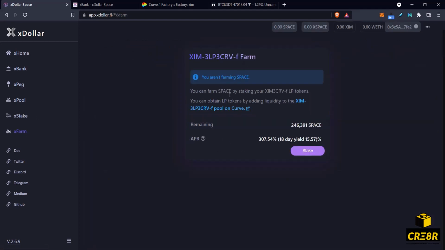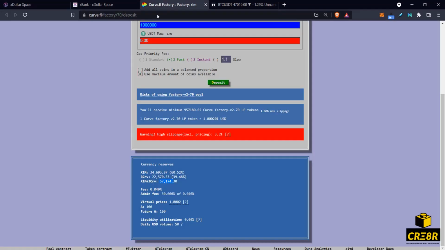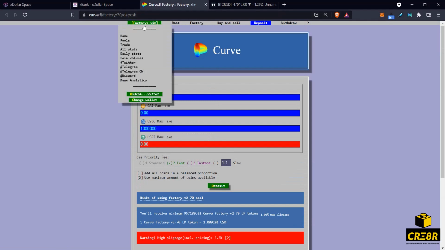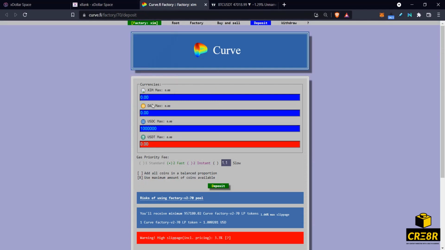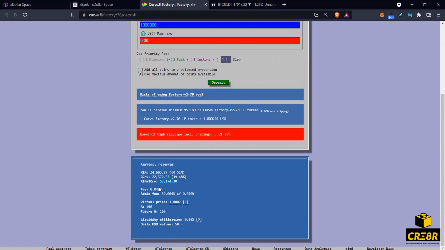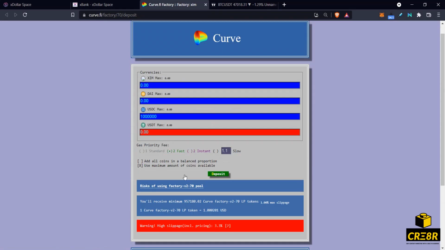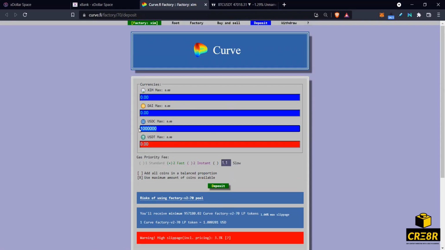And the last thing here we have is this SHIEM 3LP3CRVF farm. So what is that? That's this curve pool here. So you can come here, you can deposit some coins, but be careful, the liquidity is not very deep right now. So if you come here with like $1 million, you're going to get some heavy slippage. So make sure you plan, come here and check how much can you put in here.